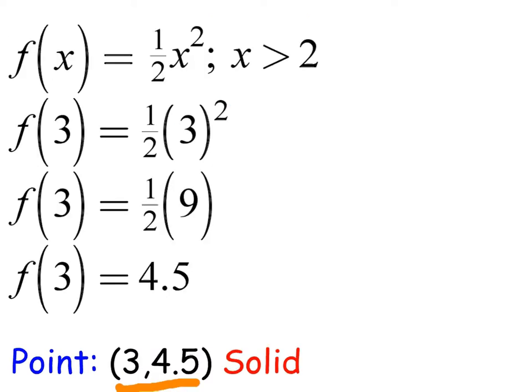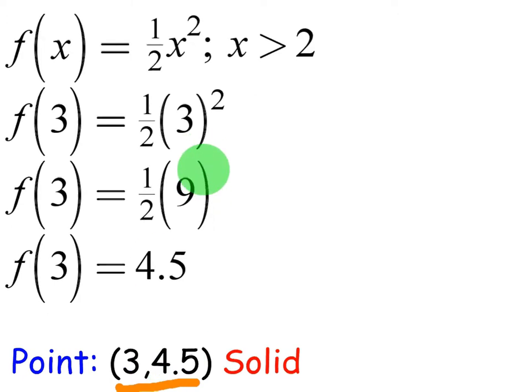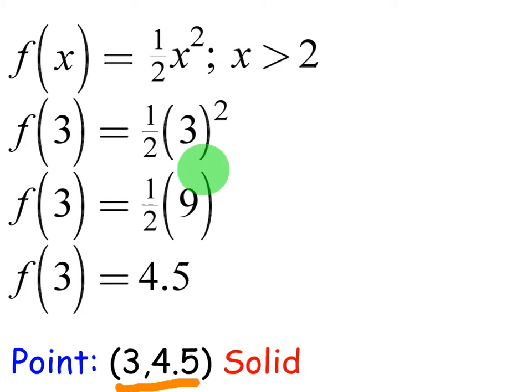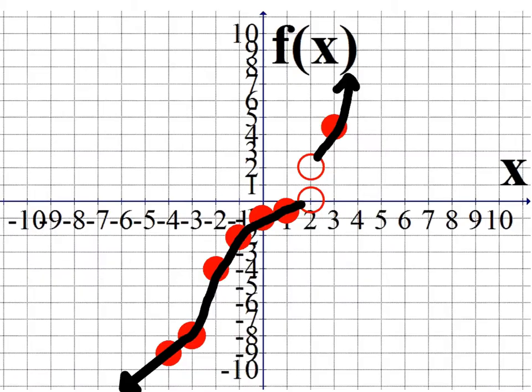Let's plug in a bigger number than 2, 3. 3 squared is 9. 1 half of 9 is 4.5. Since 3 is bigger than 2, it's going to be part of our interval, so (3, 4.5) will be a solid point. And you could keep going and plug in 4, 5, and 6. If you plug in 4, you get 8. So go ahead and help yourself do it. I just did 3 because I know it's going to go to the right and it's going to be U-shaped. Again, you could put a point here at (4, 8).